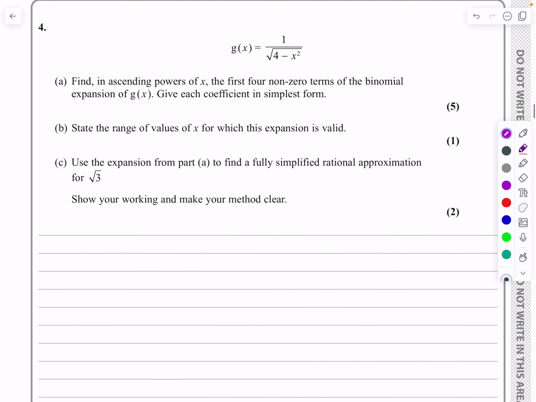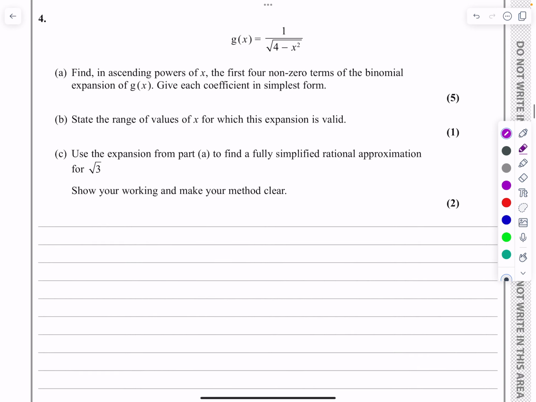Okay, this is the P4 paper from October 2022. It's question number 4, and it's a binomial expansion question. For part A, we've got that g(x) is equal to that function there, and they want us to expand it up to the first 4 non-zero terms.